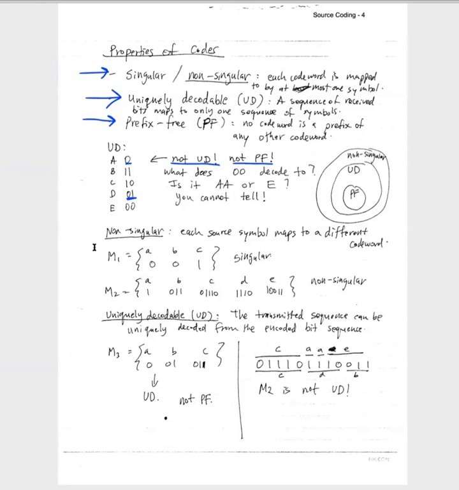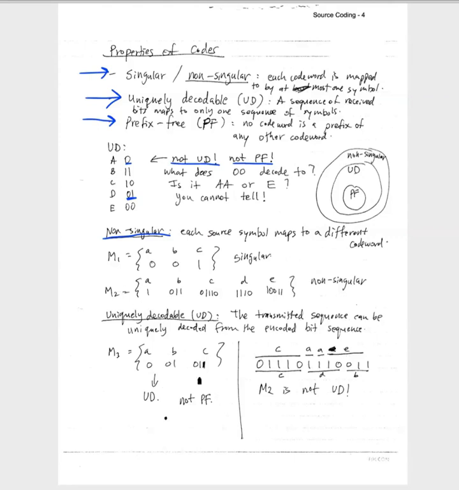Here's an example of a non-singular code, just so we can see it, right? A gets mapped to 0, B gets mapped to 0. This is obviously singular, right? Because two symbols got mapped to the same code word. Here's a non-singular code, right? A code is non-singular if every code word is different, okay?